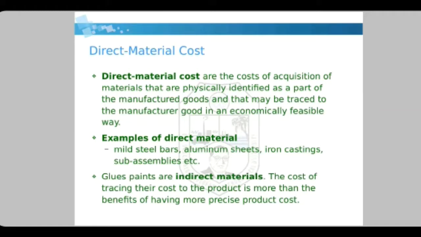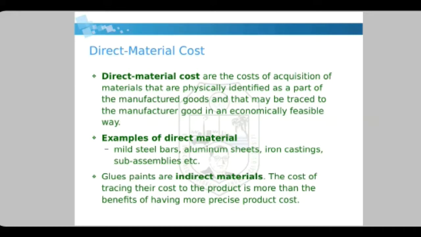Means whenever we are producing any product, on the basis of the directly physically identified parts used for producing that product, we can calculate the cost of that product, right? For example, if you want to produce any cupboard, then steel bars used for making that cupboard, aluminum sheets, iron casting, and sub assemblies, etc. On the basis of the cost of this material used for making that cupboard, we can calculate the cost of the cupboard. So this is direct material cost.